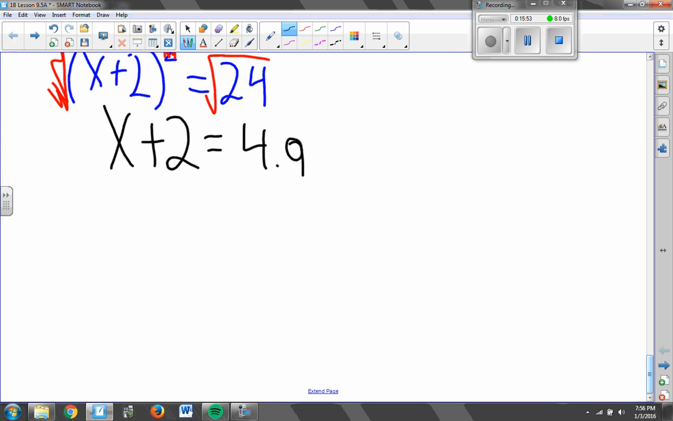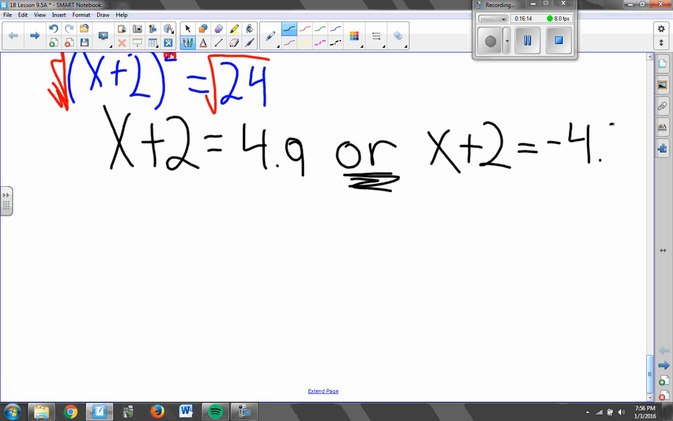4.9. However, whenever we take a square root, we should remember there are two possible answers. So it could be 4.9 or it could be negative 4.9. X plus 2 equals negative 4.9. And you will get different answers for these two. Okay, so please don't forget that whenever you take a square root, you have a positive and a negative 4.9.